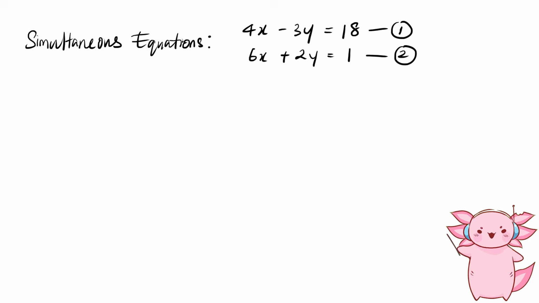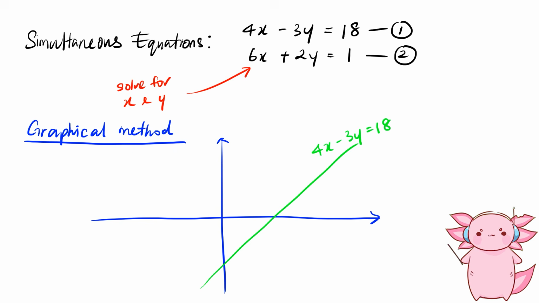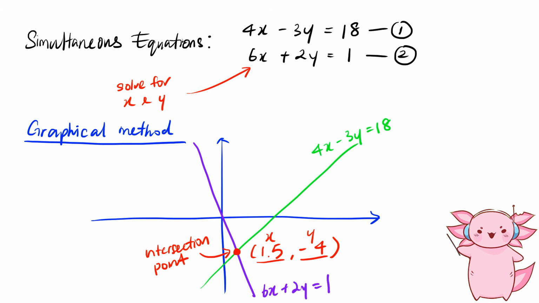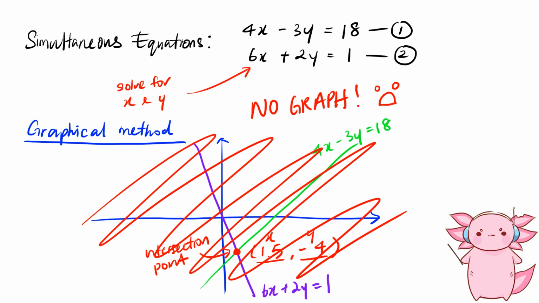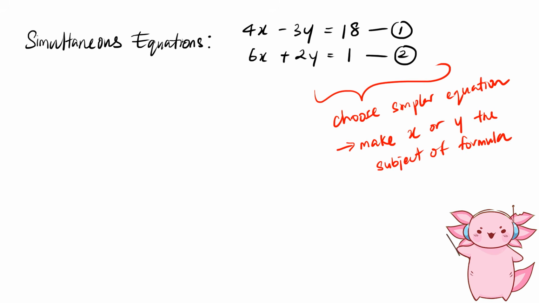Simultaneous equations are kind of like two equations, and you want to solve for the values of x and y. One way to solve it is to actually draw out the lines for these two on a graph, and the x and y coordinates of the point of intersection between them is actually the answer. But if you're a lazy axolotl like me who doesn't want to draw a graph, you can actually solve it using algebra. The first step is to choose the equation that looks simpler, and we make either the x or the y the subject of formula.